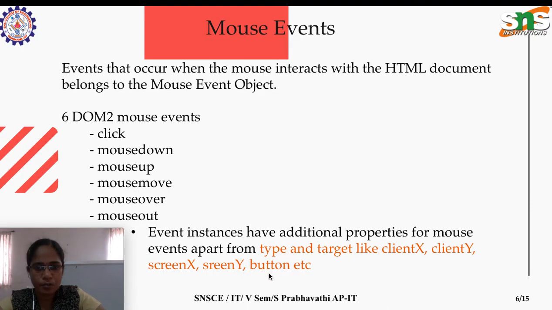And button refers to clicking the leftmost mouse button or the second button. Likewise, whichever button gets pressed, you can retrieve the value using the button property, and some other additional properties are supported for mouse events.